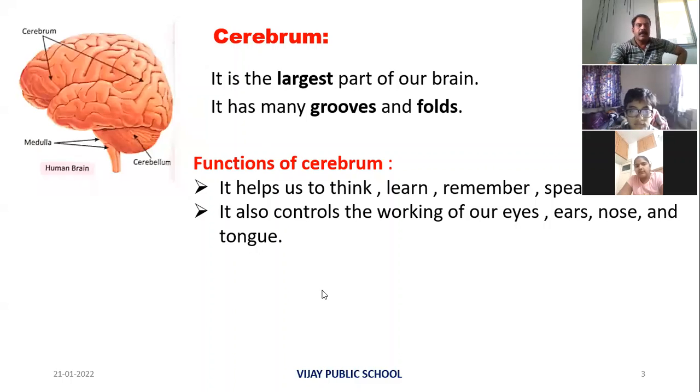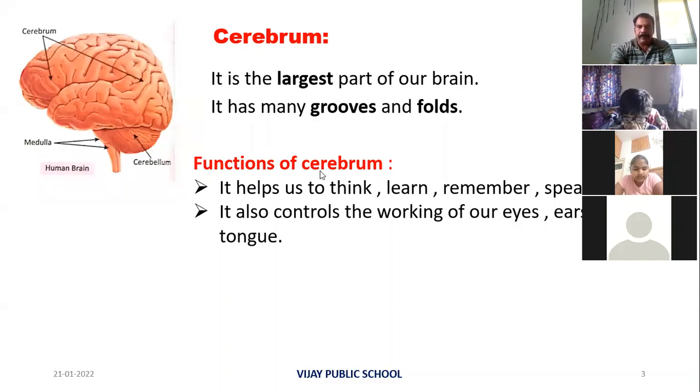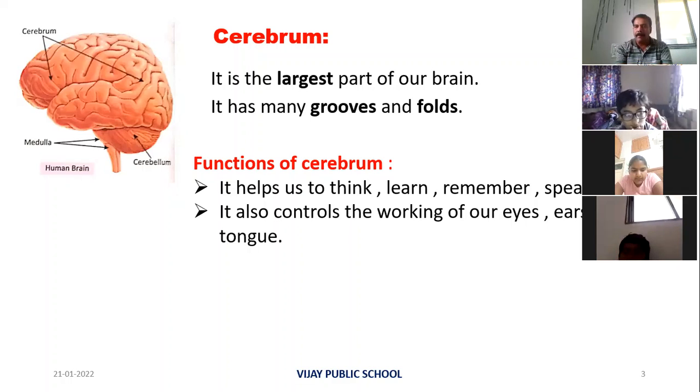Okay. So we have studied the three main parts of our brain. These are the cerebrum, that is the front part, the forehead. Then the cerebellum, which is behind, just below the cerebrum. And then the medulla. So these are three important parts of our brain. The human brain has three important parts: cerebrum, cerebellum, and medulla, or we can say medulla oblongata.